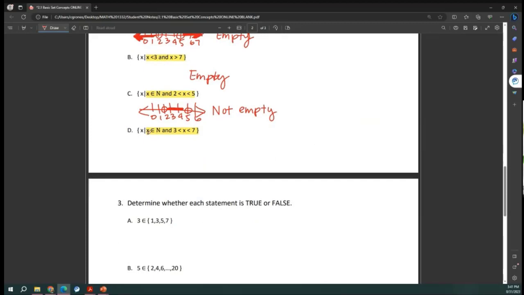And then the last one is similar. We have X between 3 and 7. So is this set empty or not empty? Not empty. Is everybody okay on those?